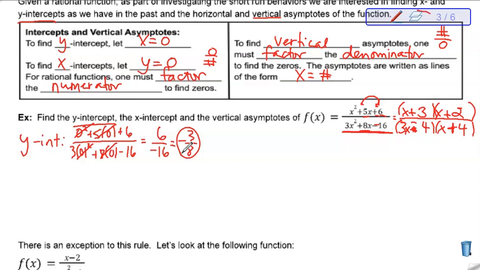Now, if they ask you for the value, that's the value. But if they ask you for the ordered pair, remember that's when x was 0, so it would be (0, negative 3/8). That's the ordered pair. So either one, depending on which way they ask, is an answer.